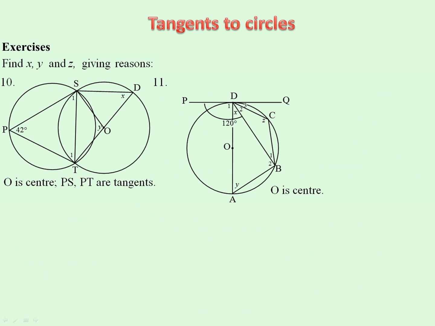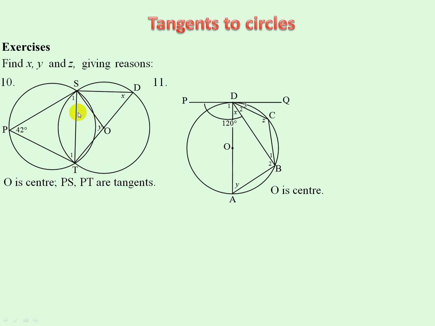Number 10. Now that's quite a sneaky one because you have to notice that these are tangents from a common point there. We'll assume they're tangents, otherwise it won't work. Hey, it should have said tangent. Oh, it does say tangents, that's fine. Right. Because that means that and that are equal to one another, which means you can find these two angles here.